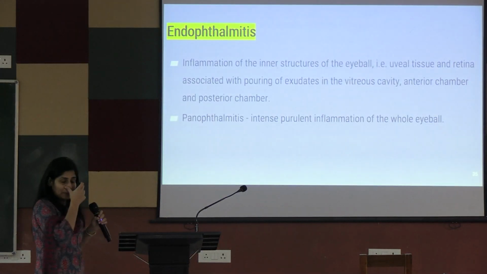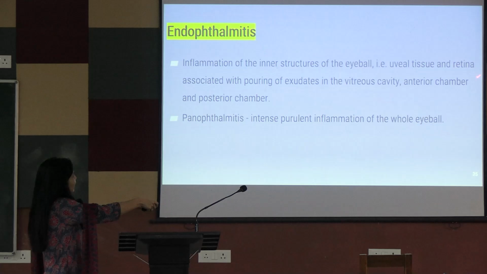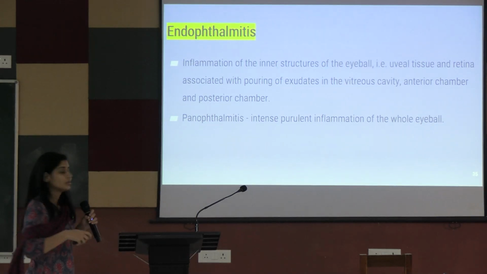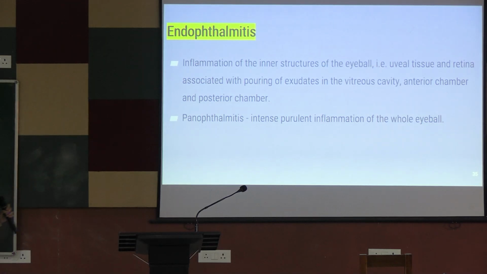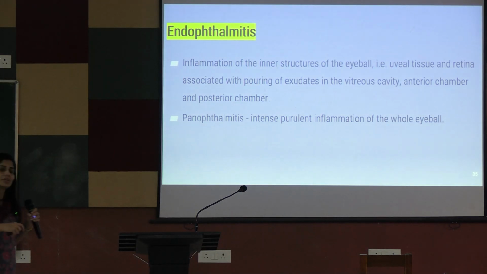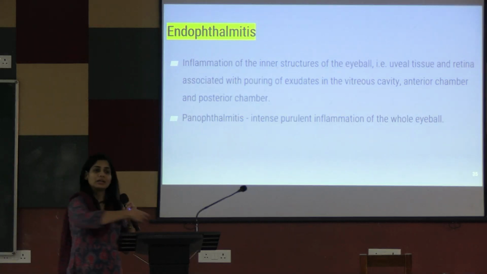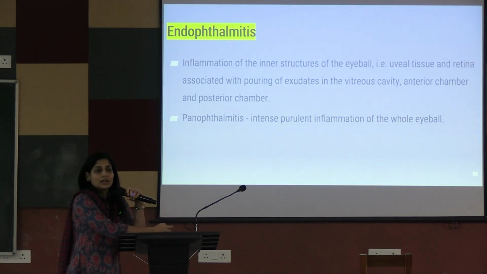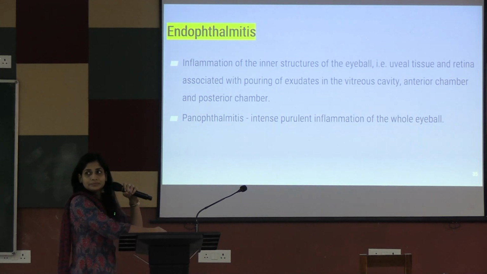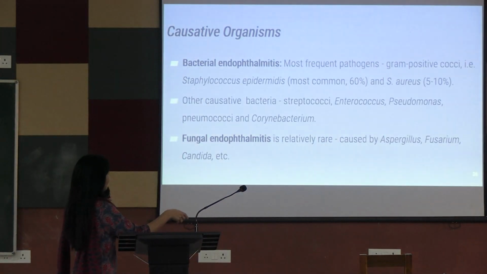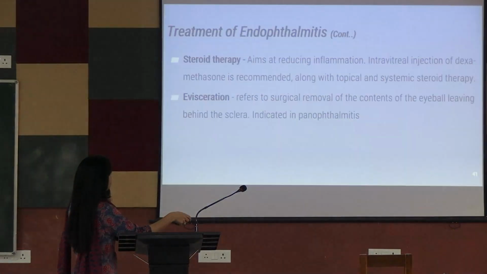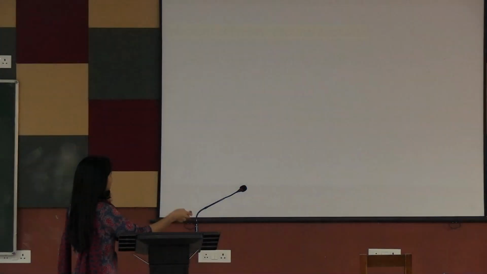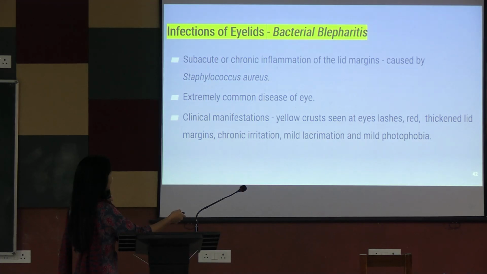Endophthalmitis was what? Retina is associated here. So what will happen? Exudates in the vitreous cavity, posterior and anterior chamber. What will be the symptom here in this case? Severe pain and blurring and loss of vision, right? Causative organisms remain the same. You will treat it with IV antibiotics.